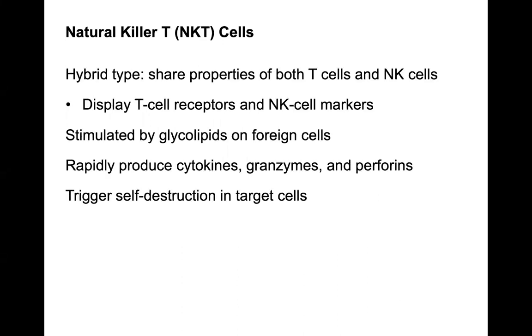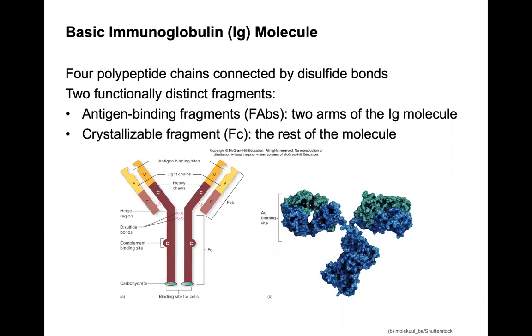Natural killer T cells, this is a hybrid type. They display T cell receptors as well as natural killer cell markers. They are stimulated by glycolipids on foreign cells, and rapidly produce cytokines, granzymes, and perforins. They trigger self-destruction in the target cells. Okay, and those are all the different types of T cells that we have explained. Again, they're all summarized on that table that we saw prior.